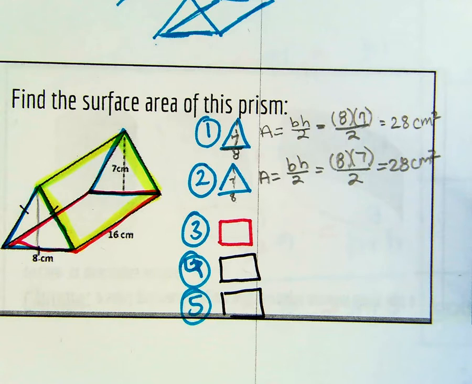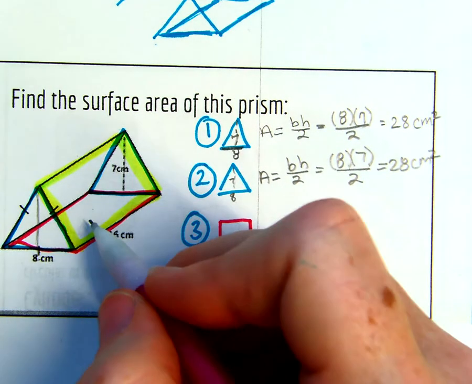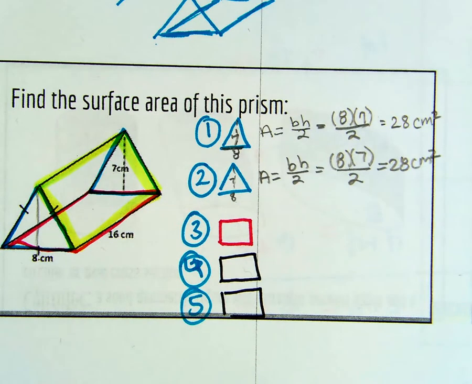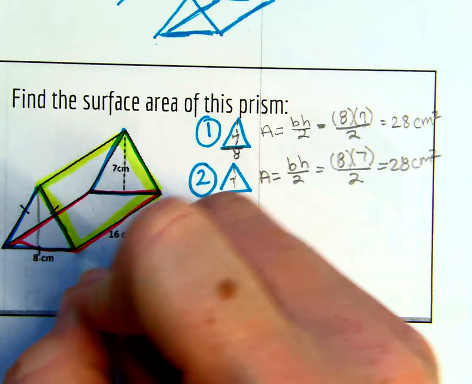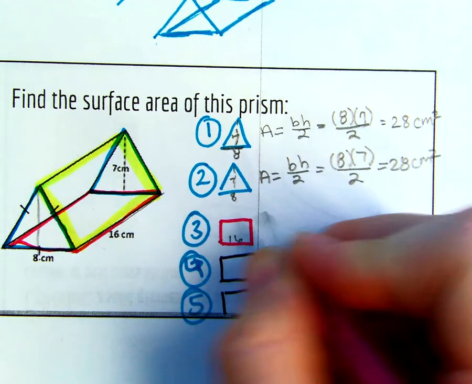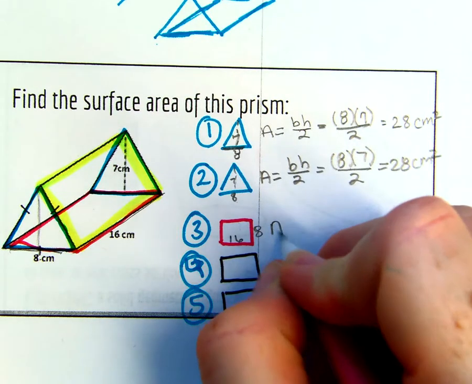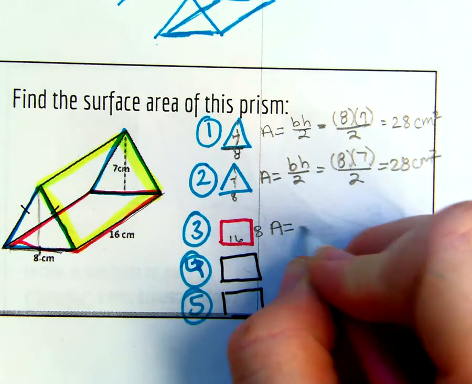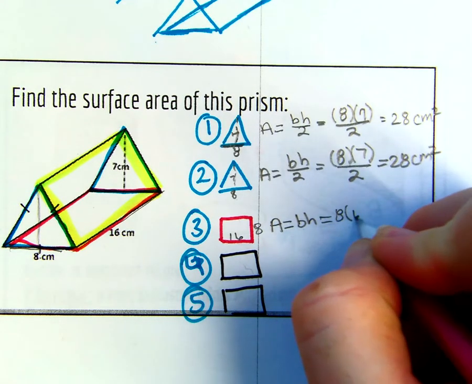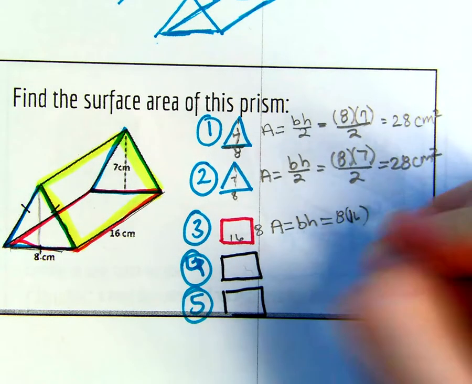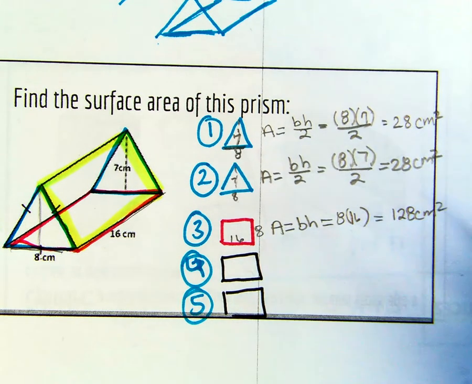Okay? Then I look at this red rectangle that is the bottom of the figure in the way that it's laying. And it is 8 by 16. So it is 16 long, and it is 8 this way. And really we can orient it any way we want. But the area of a rectangle is base times height. So I'm going to do 8 times 16, which is going to be 128 square centimeters.